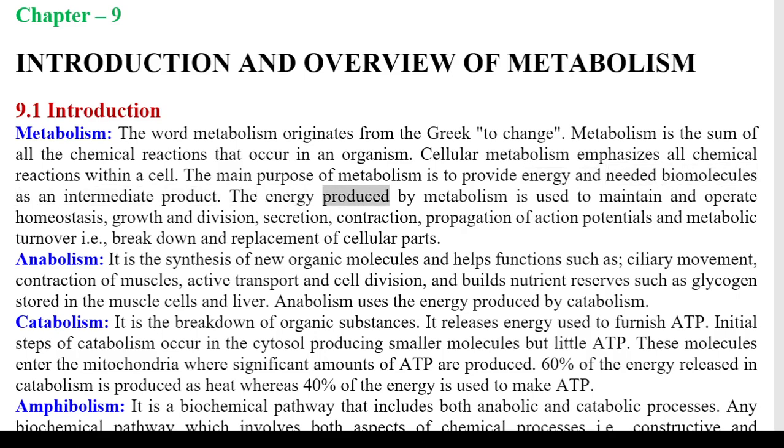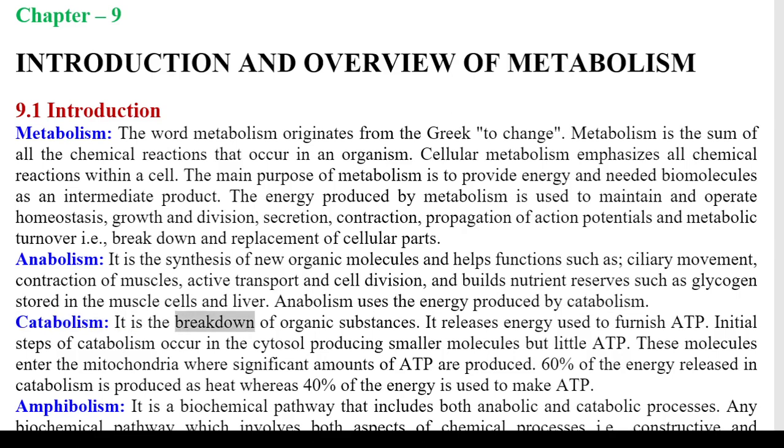The energy produced by metabolism is used to maintain and operate homeostasis, growth and division, secretion, contraction, propagation of action potentials, and metabolic turnover, i.e., breakdown and replacement of cellular parts. Anabolism. It is the synthesis of new organic molecules and helps functions such as ciliary movement, contraction of muscles, active transport, and cell division, and builds nutrient reserves such as glycogen stored in the muscle cells and liver. Anabolism uses the energy produced by catabolism.